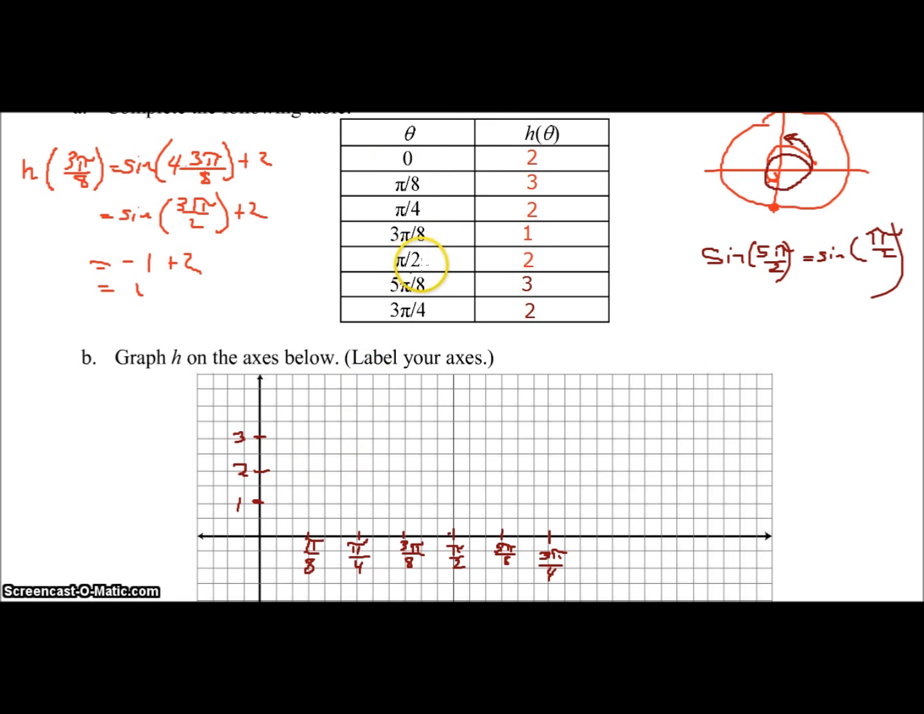So at 0, we're at 2. At pi over 8, we're at 3. At pi over 4, we're at 2. Then 1, 2, 3, and 2.